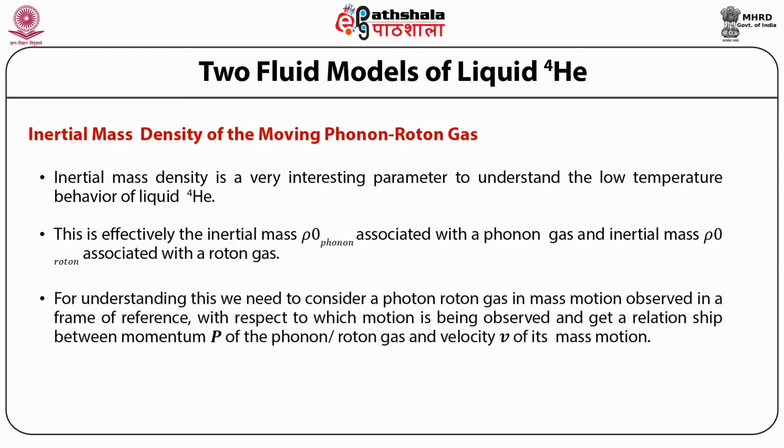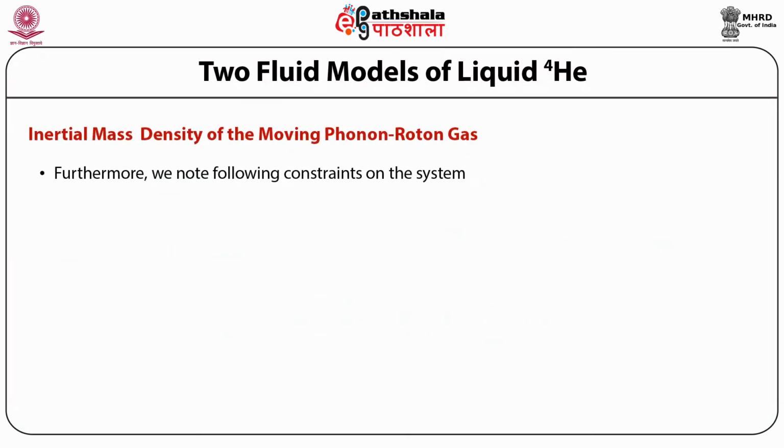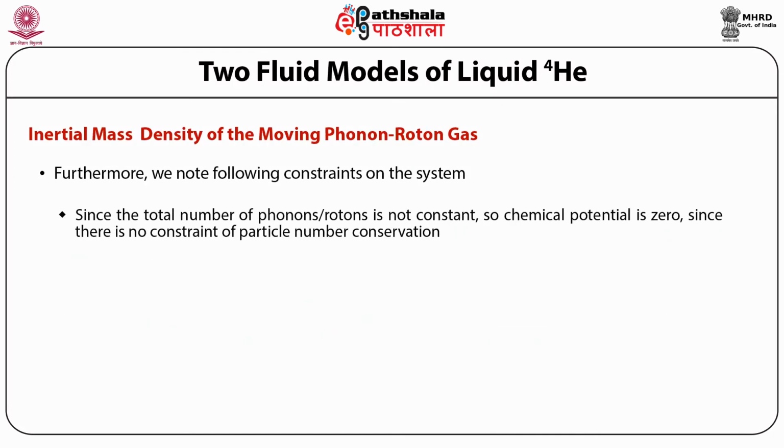For understanding this, we need to consider a phonon-roton gas in mass motion observed in a frame of reference with respect to which motion is being observed, and get a relationship between momentum p of the phonon or roton gas and velocity v of its mass motion. Furthermore, we note the following constraints on the system. Since the total number of phonons or rotons is not constant, the chemical potential is 0 since there is no constraint of particle number conservation.